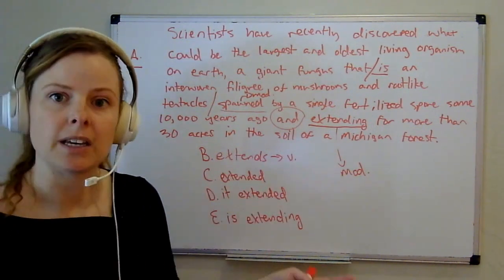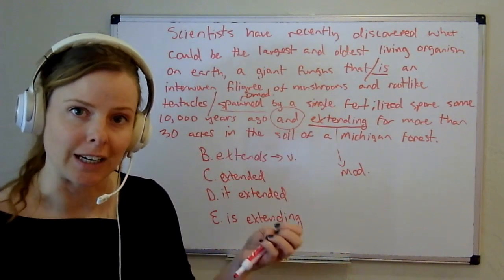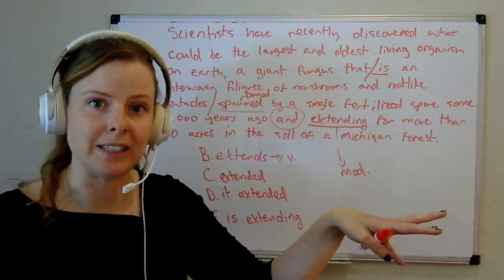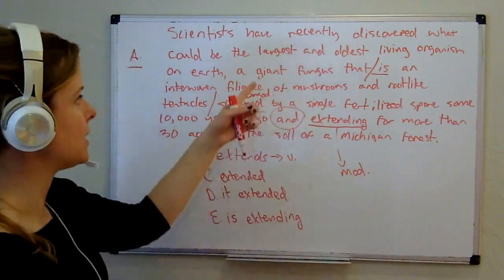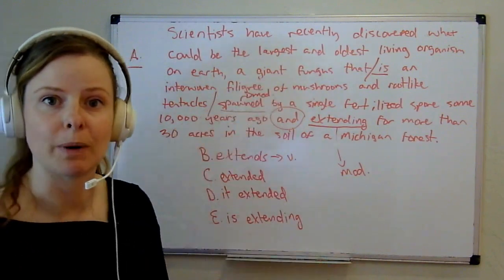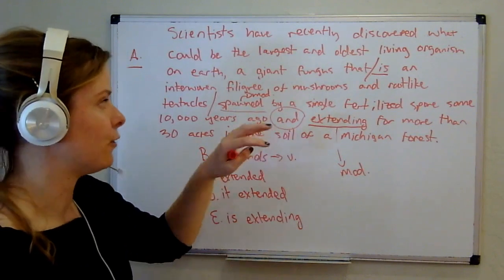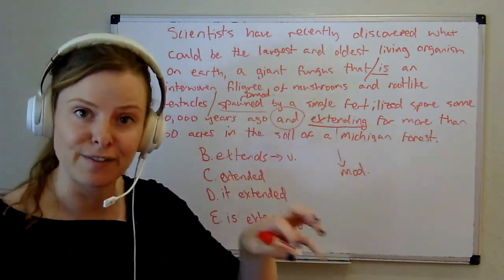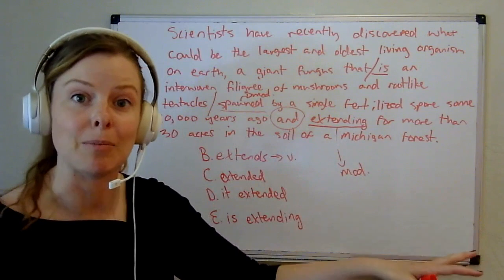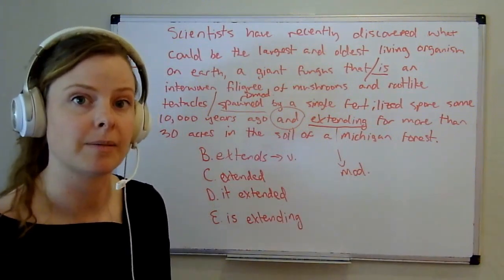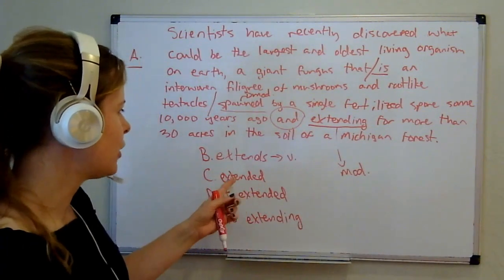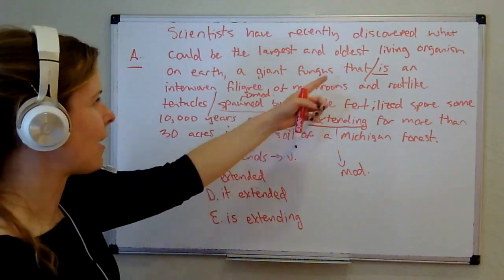So which one makes more sense? For this filigree, right, and these root-like tentacles to be spreading through the forest, or for this fungus itself to be spreading through the forest? I think it's pretty clear that actually it makes much more sense for the tentacles, right, and that filigree to be the thing that we're describing as extending through the forest. Additionally, you could make the argument that it's pretty far to reach.